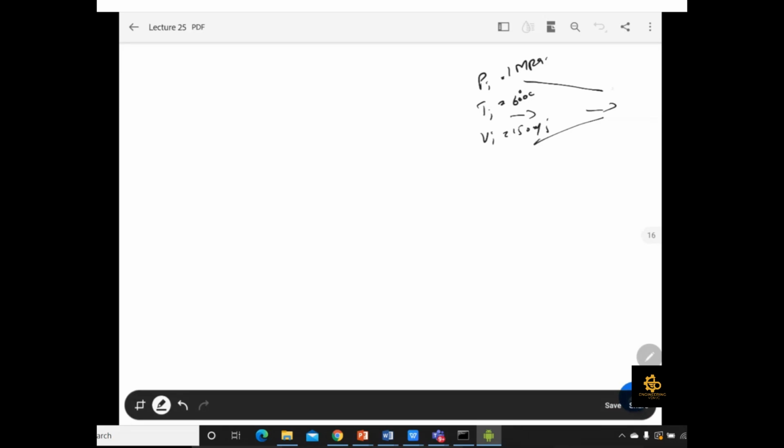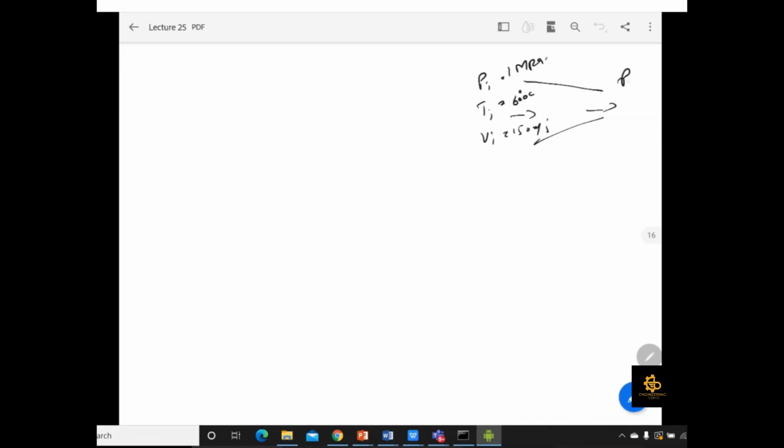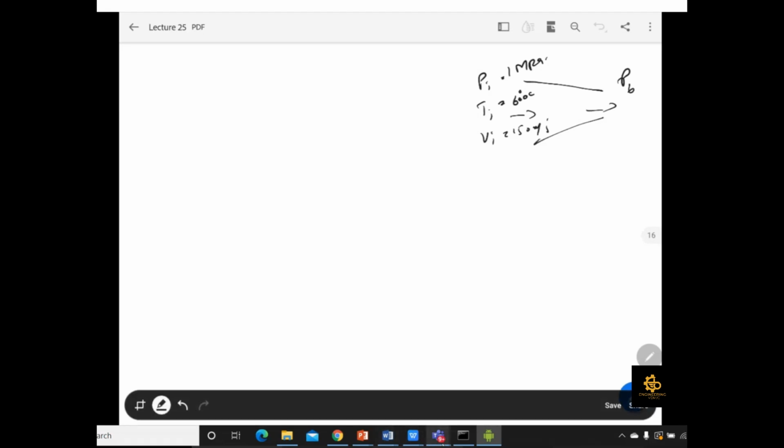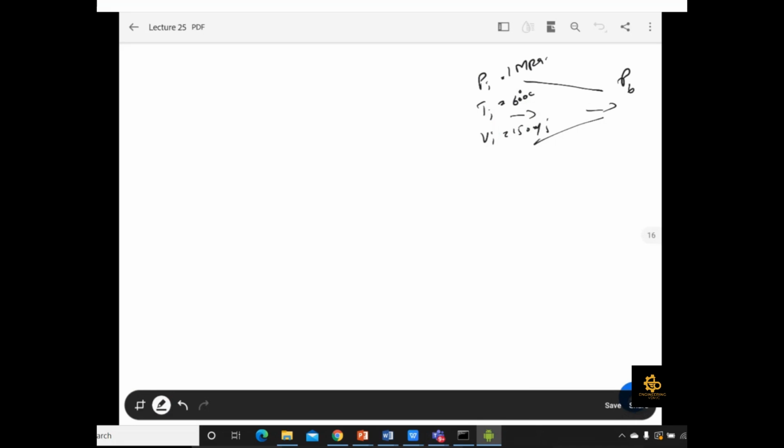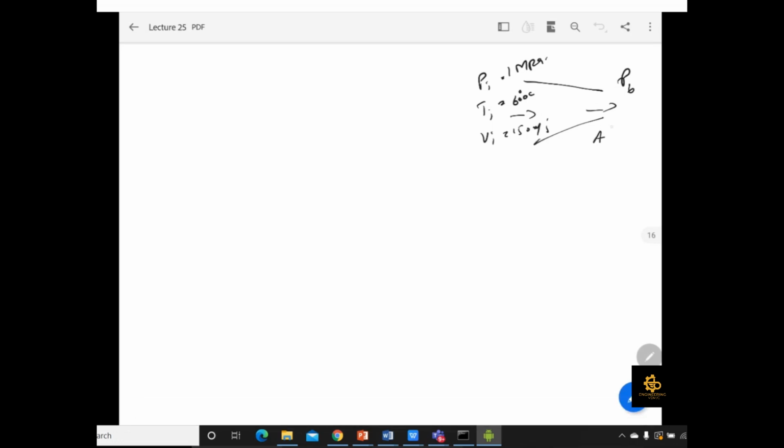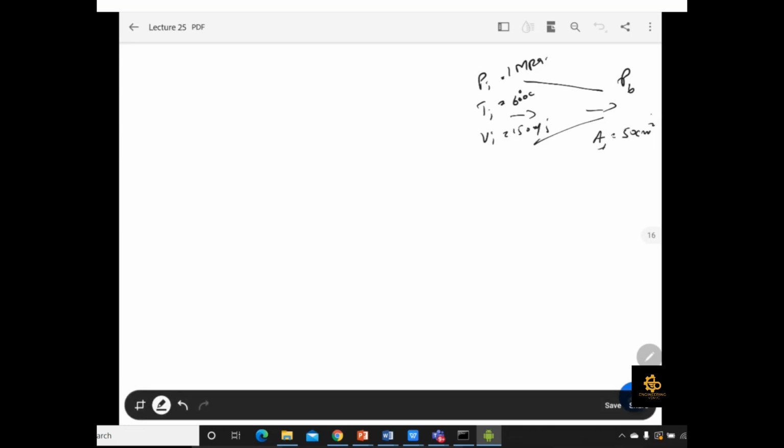Okay, and this is your throat, where there is a back pressure. We have to find the mass flow rate for two different back pressures, which are 0.7 megapascal and 0.4 megapascal. And your throat area is also mentioned, so you can say that area at the throat, A_t, is equal to 50 centimeter square. Okay, so this is our data which is available from the question.